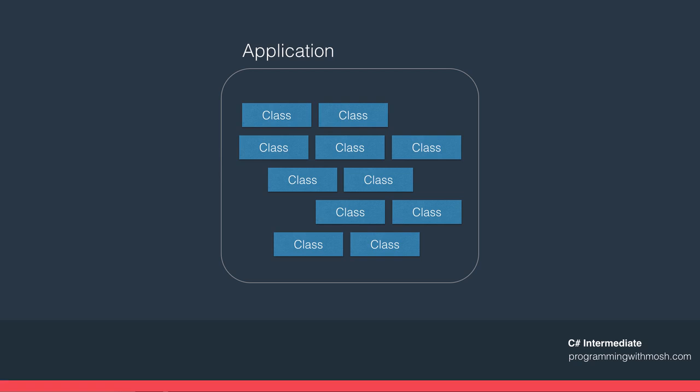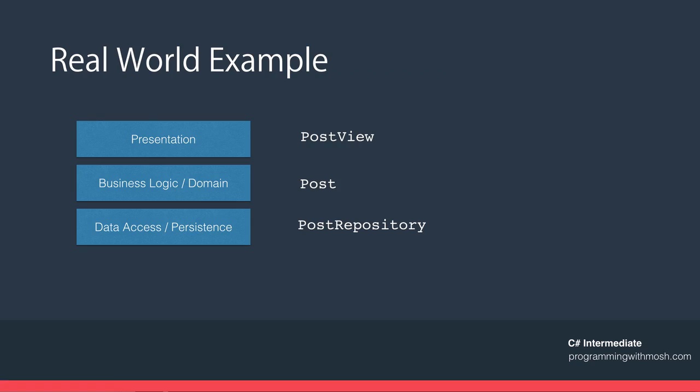Let's take a look at a real-world example. We all are familiar with the concept of blogs and posts. Let's say we would like to implement a web application as a blog engine. With a typical layered architecture, our software application consists of at least 3 layers: presentation, business logic, which is also referred to as domain layer, and data access, which is also referred to as persistence layer.